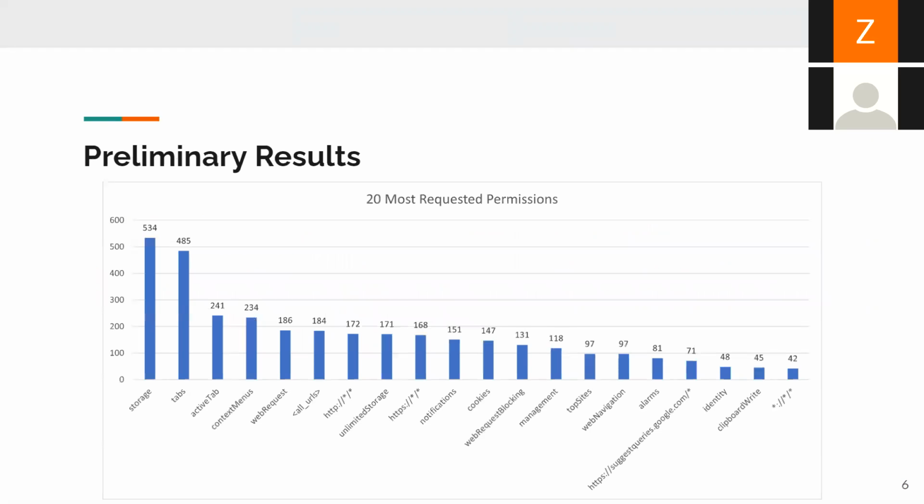Here you can see our preliminary results. The top used permissions were storage, tabs, active tab, and context menus. Storage allows the extension to directly access user data without the need for a background page and stores the user data in objects. Furthermore, the extension settings can be persisted even when in incognito mode, so long as the incognito permission is set.